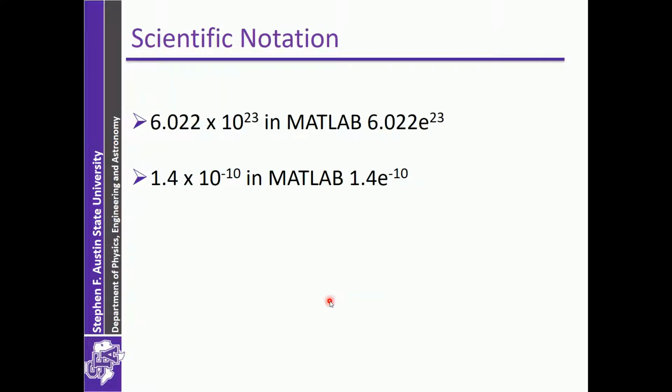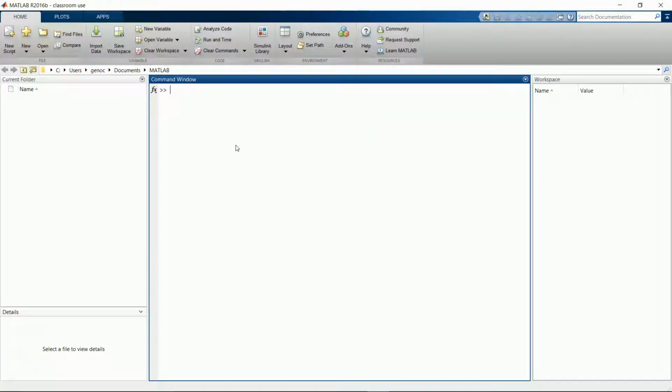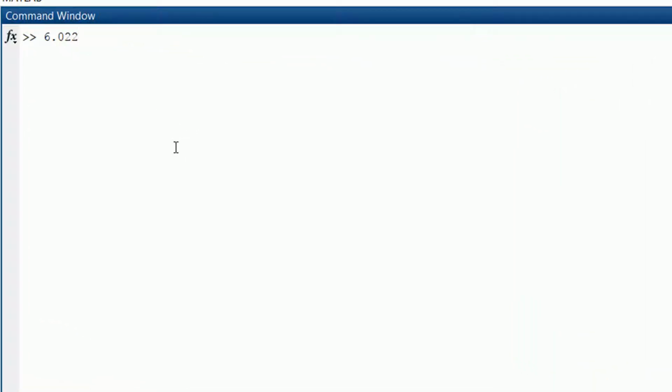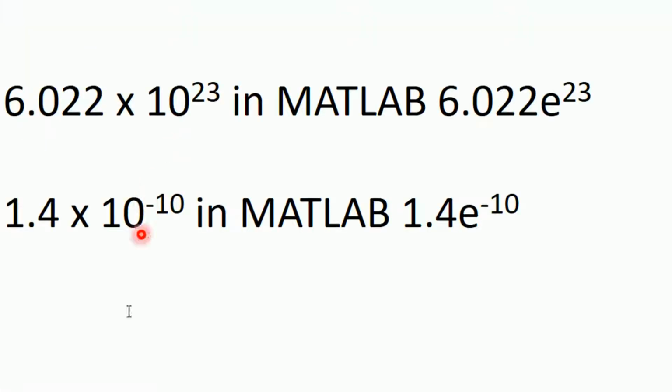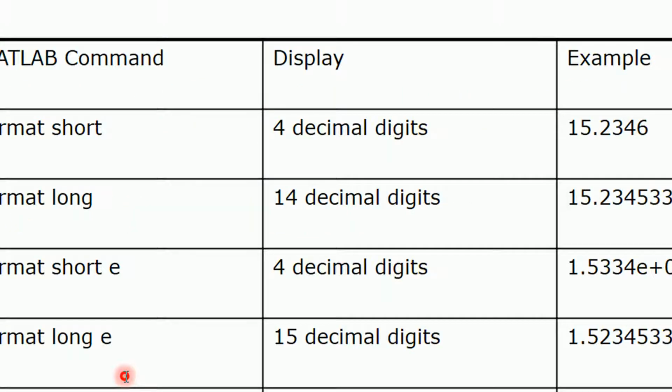There's scientific notation in MATLAB. For example, if you want to write 6.022 times 10 to the 23, in MATLAB it's going to be 6.022e23. And the e is not an exponent. It should be e and then the number 23. So 1.4 times 10 to the negative 10 in MATLAB will be 1.4e-10. So let me show you the first one. 6.022e23. That basically saves the number in scientific notation.